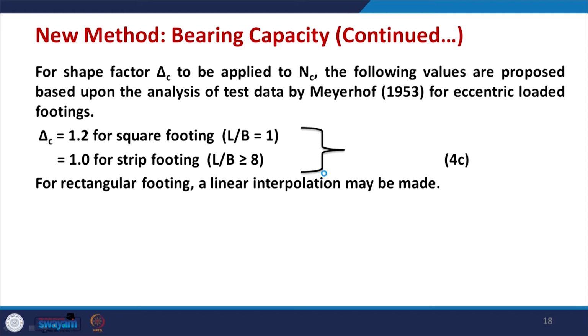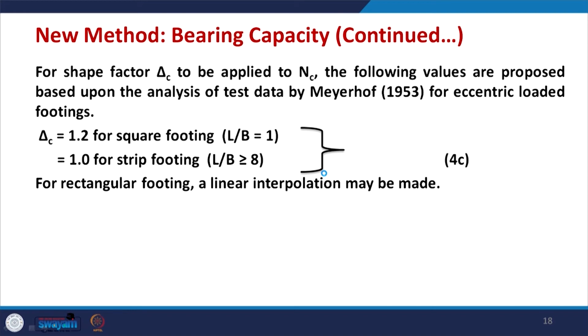If it is L by B equal to 1, that means square footing, then assume 1.2. But there may be a case when L by B is between 1 and 8, then naturally you need to use interpolation, and the value of delta C will be somewhere between 1.2 and 1. So, this completes how to go about bearing capacity using the new method.